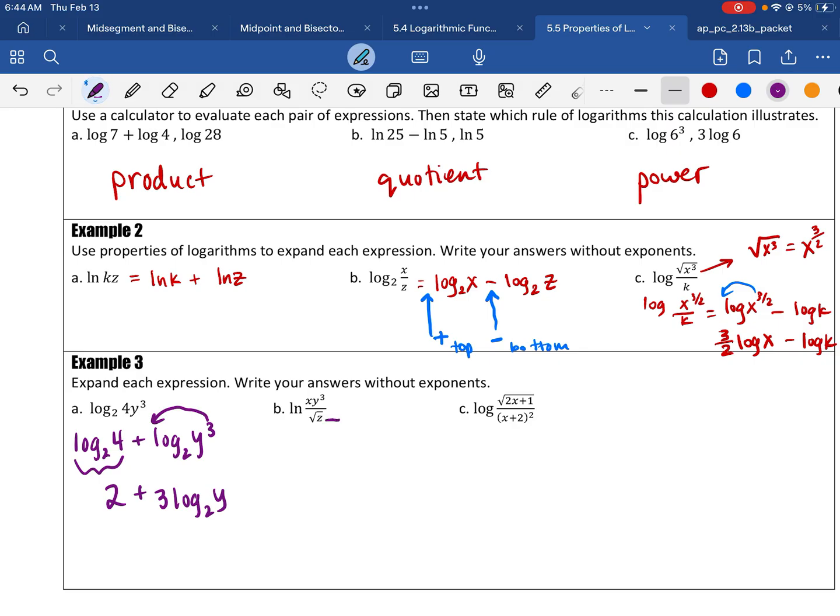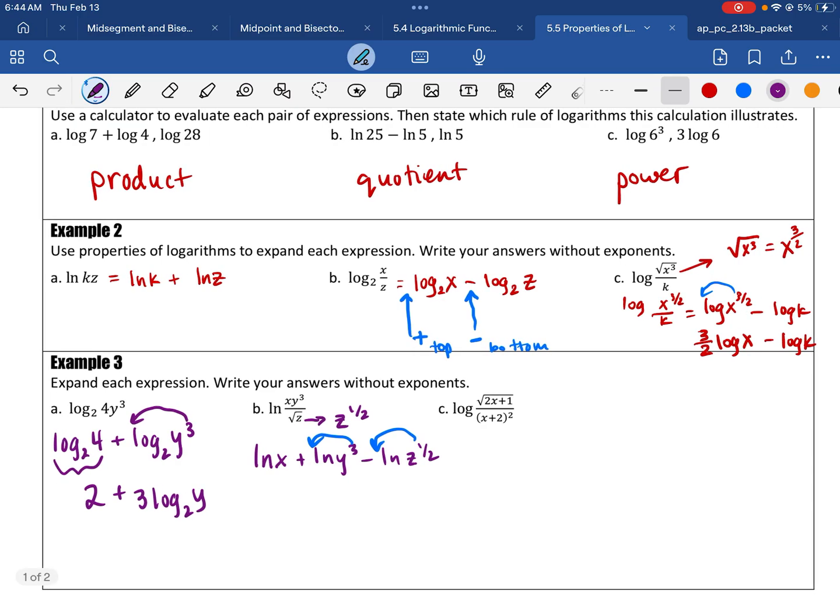Okay, b right here, this z is going to be z to the 1/2 because it's the square root. We're going to write 3 different logs. We have the ln of x plus the ln of y cubed minus the ln of z to the 1/2. And then I'm going to move the powers out in front. So final answer is ln of x plus 3 ln of y minus 1/2 ln of z.